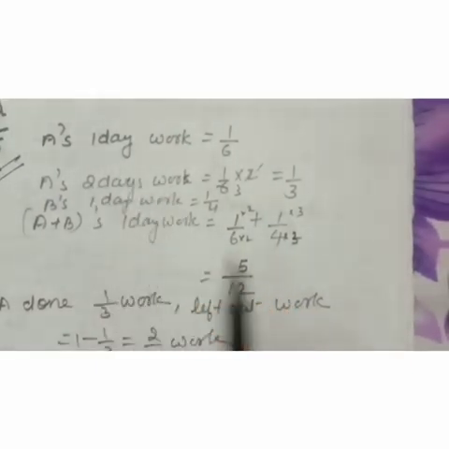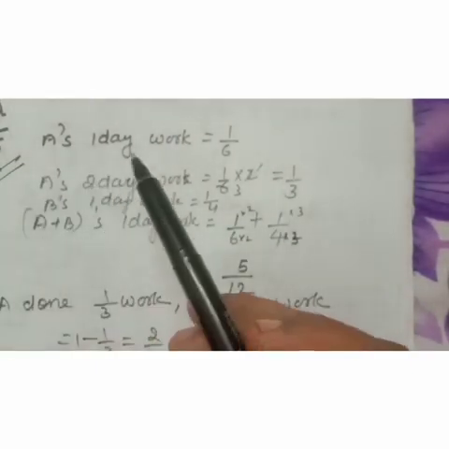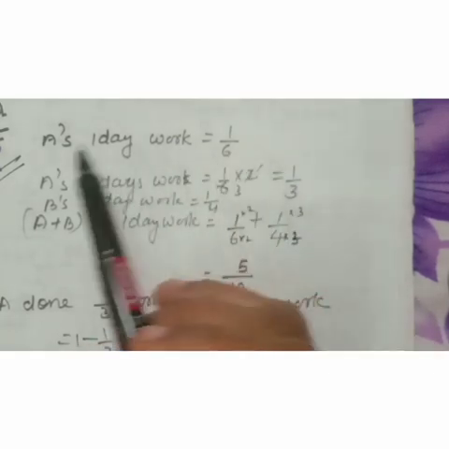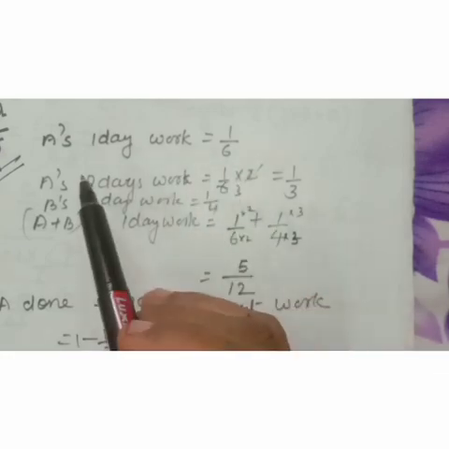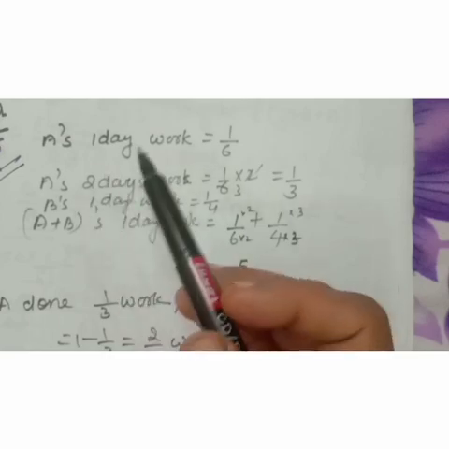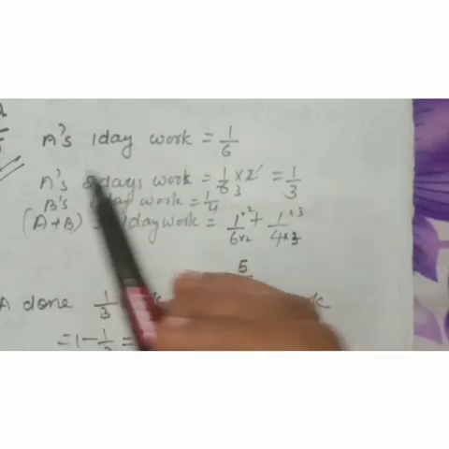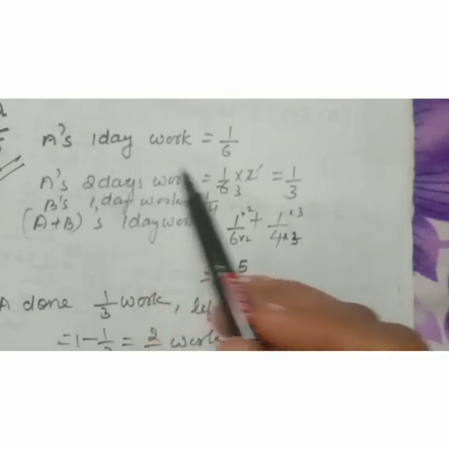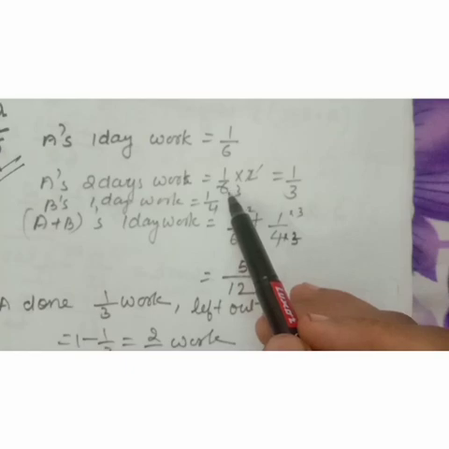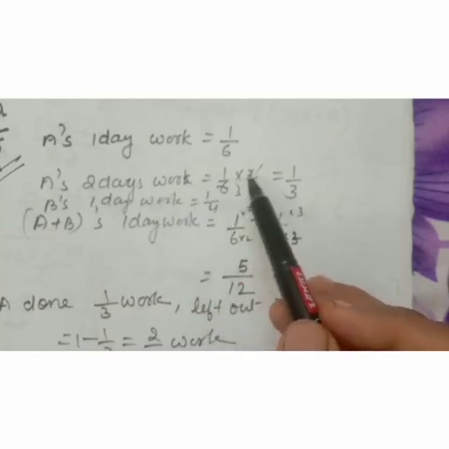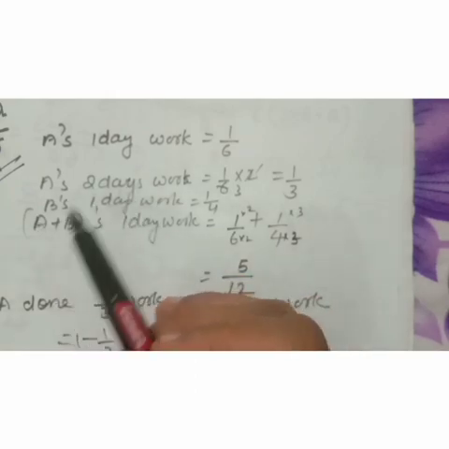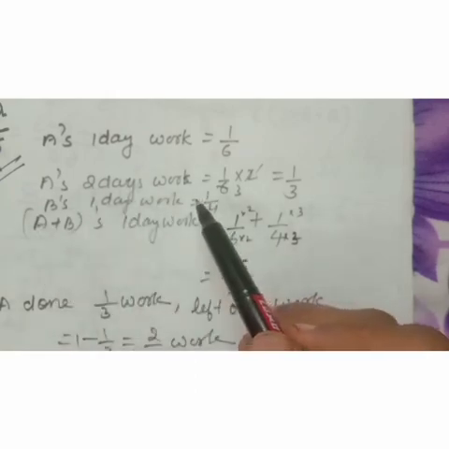See, some days they need to do the work, but A wants 6 days to complete that work. Then 1 day work is 1 by 6. 2 days A alone worked. After that only B joined. So A's 2 days work alone. Then A's 2 days work is 1 by 3. 1 day 1 by 6th work, then 2 days 1 by 6 into 2. Cut it, you will get 1 by 3 work. A alone done.